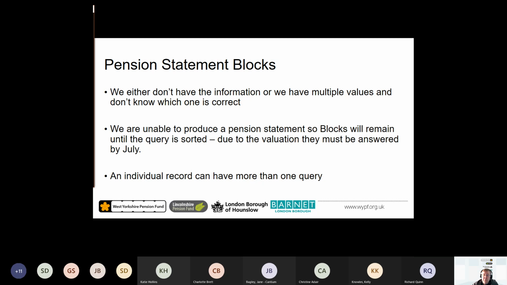A record may have more than one query. That's something to be aware of. If it does have 2 or 3 queries, you do need to answer all of them. Otherwise, it still won't progress from being a block. And when you do respond to a block, we will check the information you have supplied and it may block again. So it may be that a block will come back to you because the information provided is still inconsistent with what we're expecting.